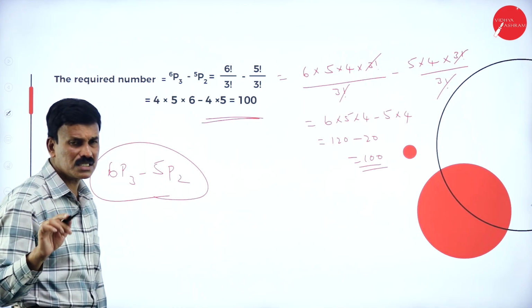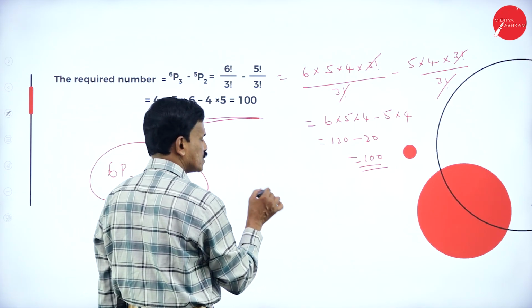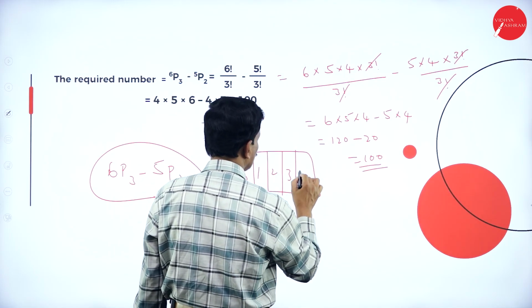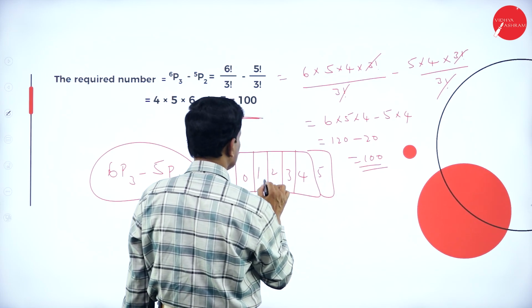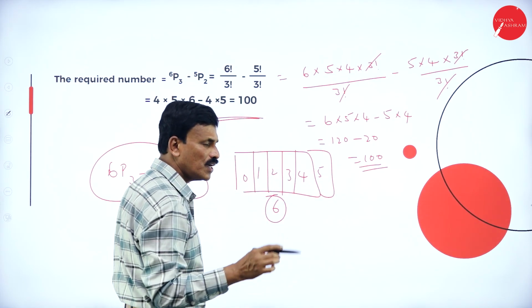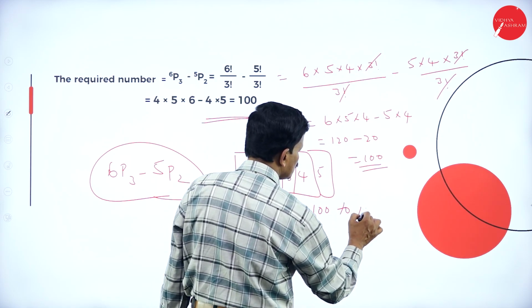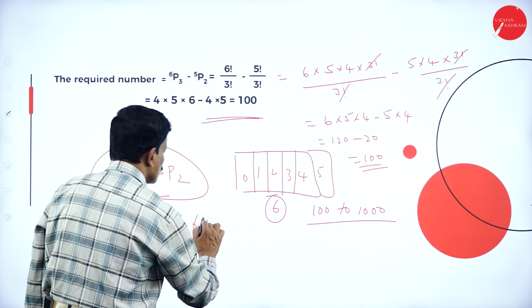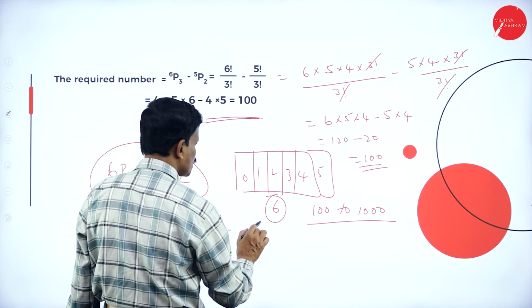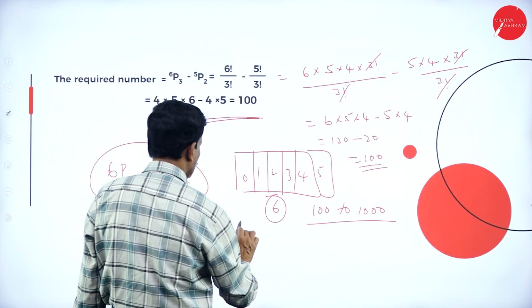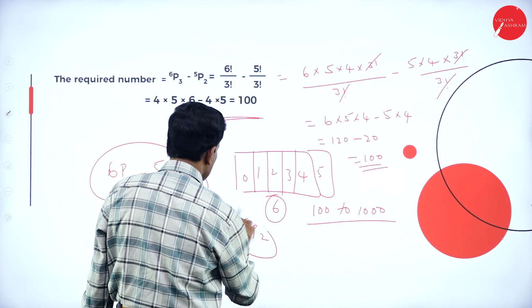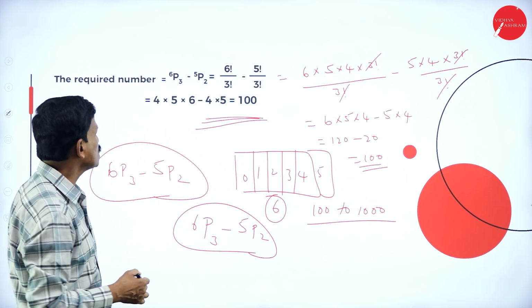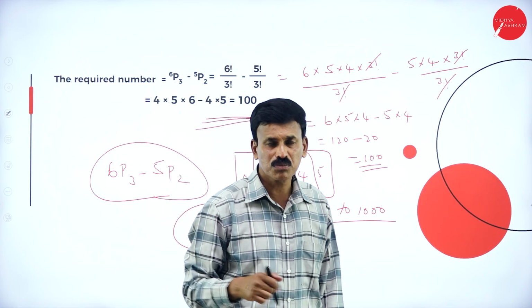Very simple concept here. Since there are 6 digits, 0, 1, 2, 3, 4, 5, we have to arrange the digits to form numbers from 100 to 1000. This can be done in 6P3 minus 5P2, since the repetition is not allowed. That gives the required permutation, which is equal to 100. That's all regarding this problem.